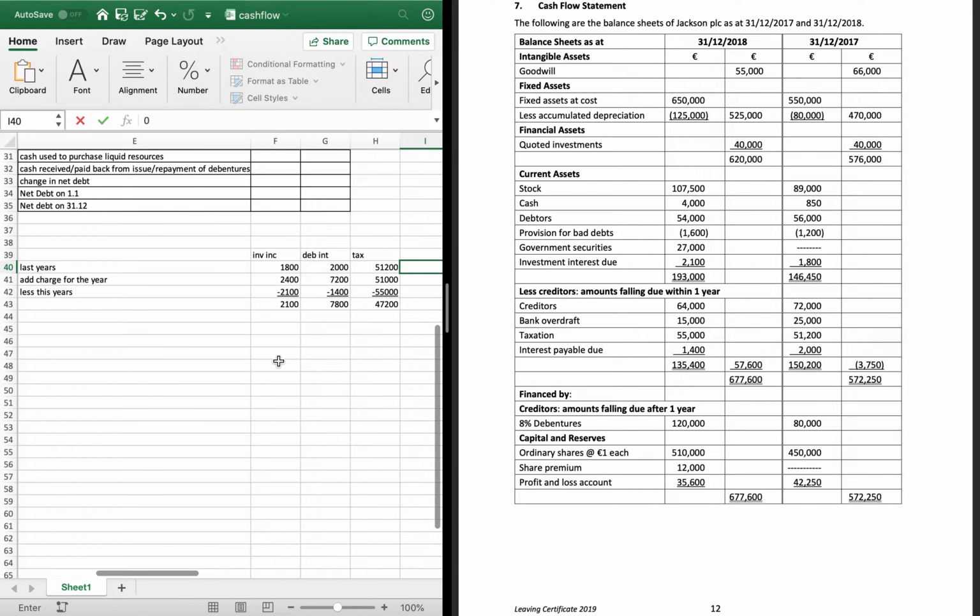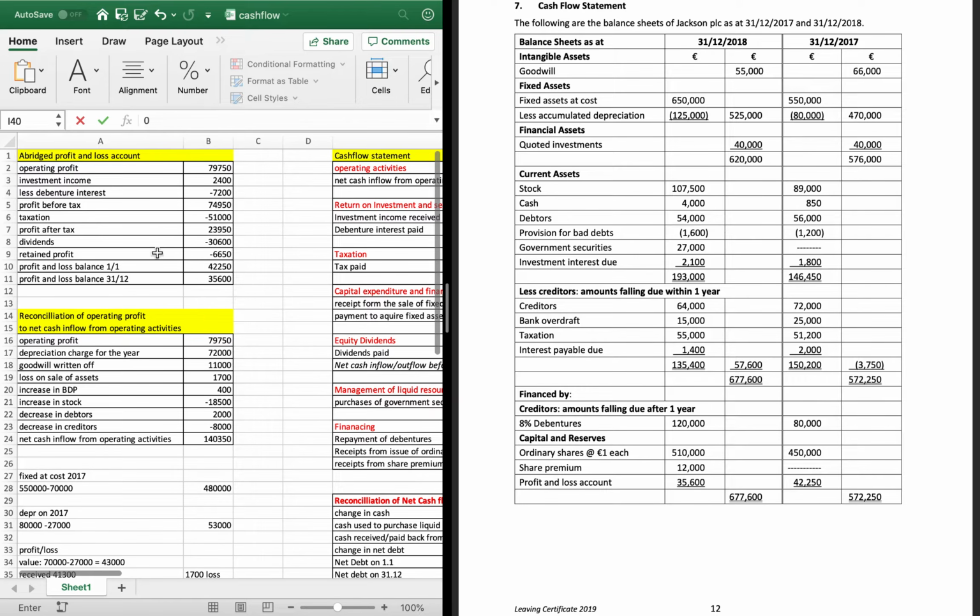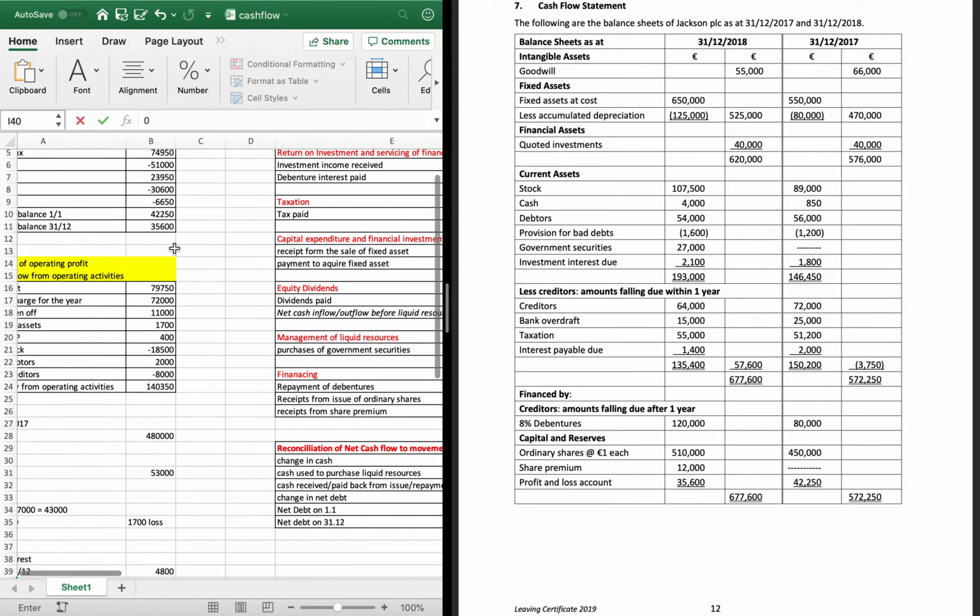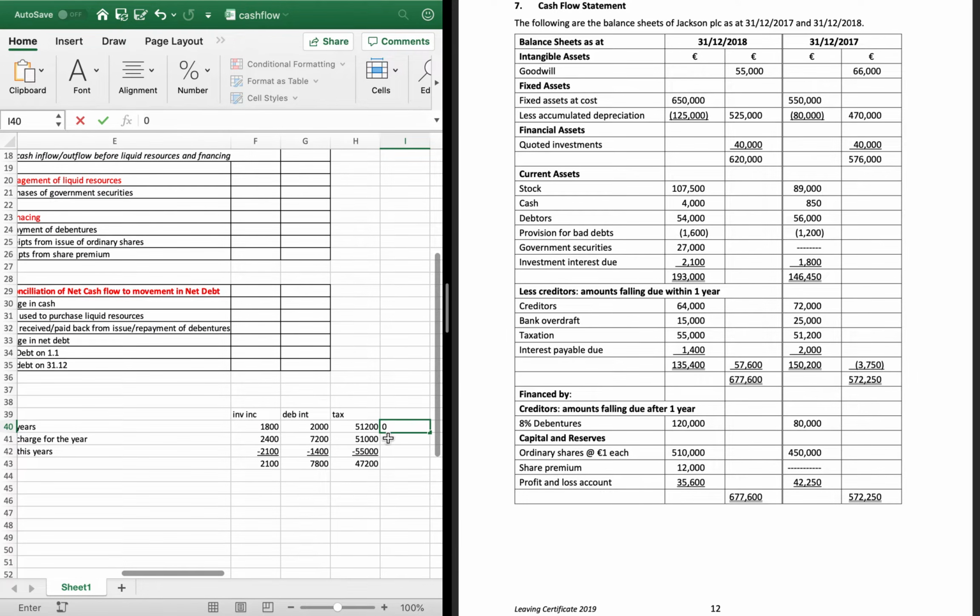Our dividends for the year are 30,600. And there's 0 due at the end of the year in creditors. So that means we must have paid 30,600. So I just want to point out, even though there's 2 zeros, there is no dividends there, and it's pretty straightforward.